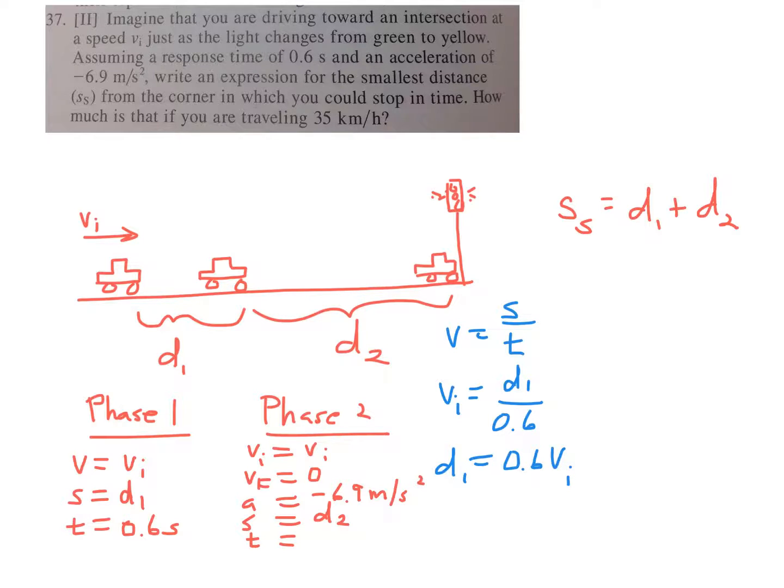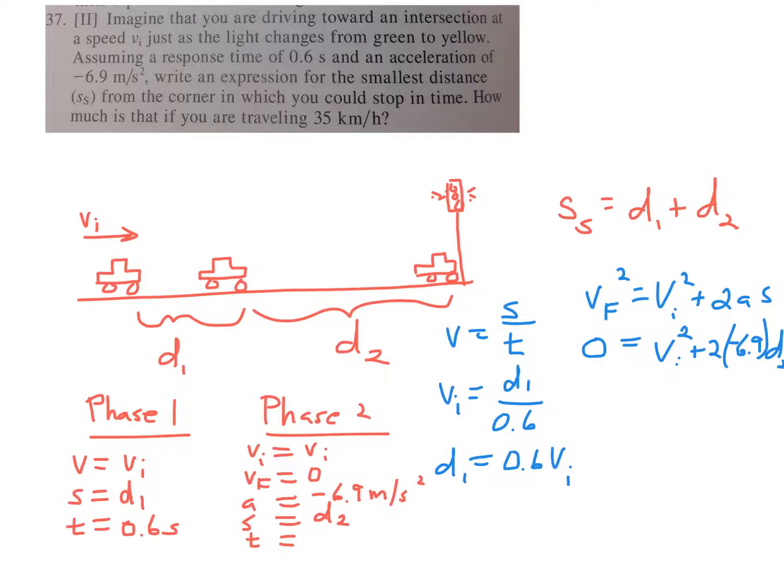All right, so in phase 2, we have our 4 uniform acceleration equations, of which the fourth one is very useful. In generic terms, we have v sub f squared equals v sub I squared plus 2as. So if we plug in the particulars for this problem, v sub f is 0, v sub I we're still using as v sub I squared, plus 2 times the negative 6.9, and I'm calling s d sub 2.